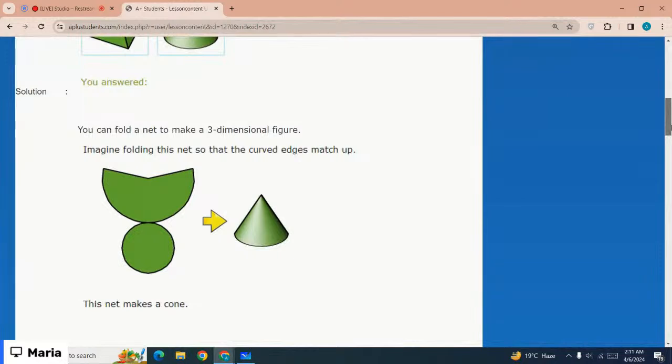You can fold a net to make a three-dimensional figure. Imagine folding the net so that the curved edges match up. The net makes a cone, right? If you fold this net, it will make a cone.